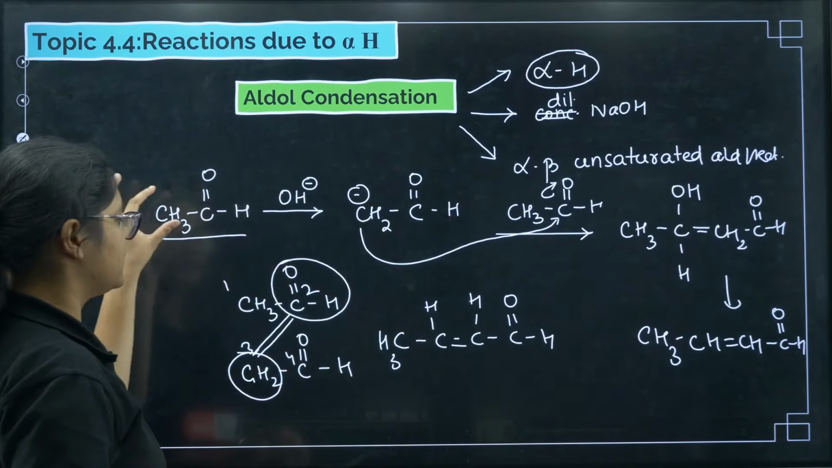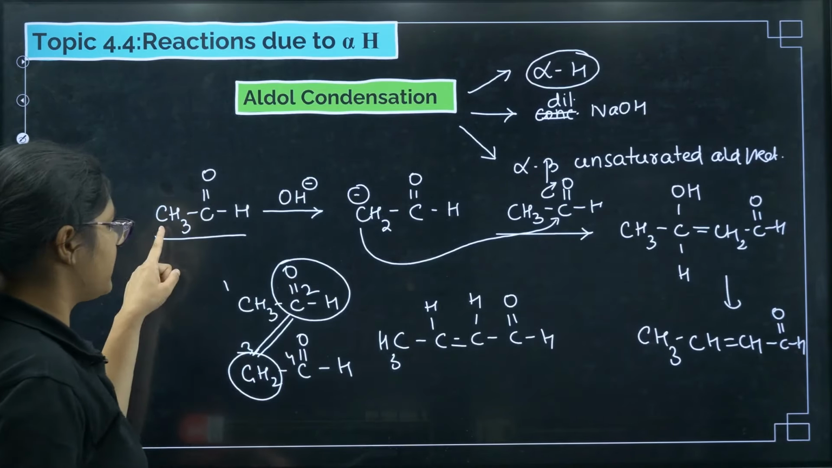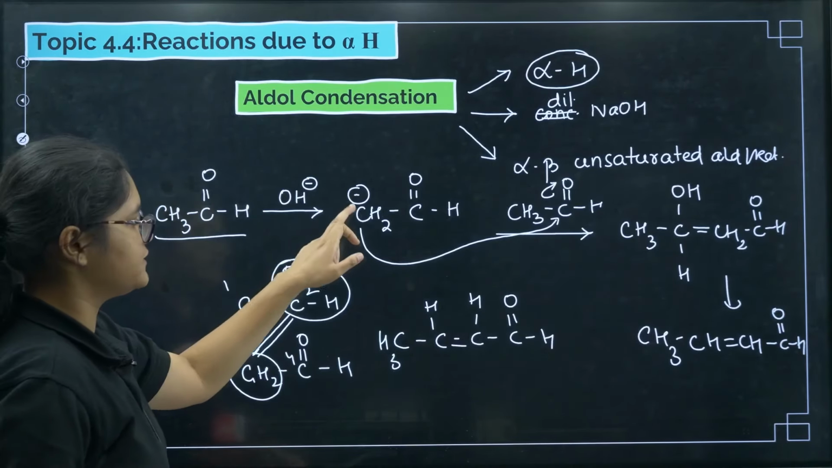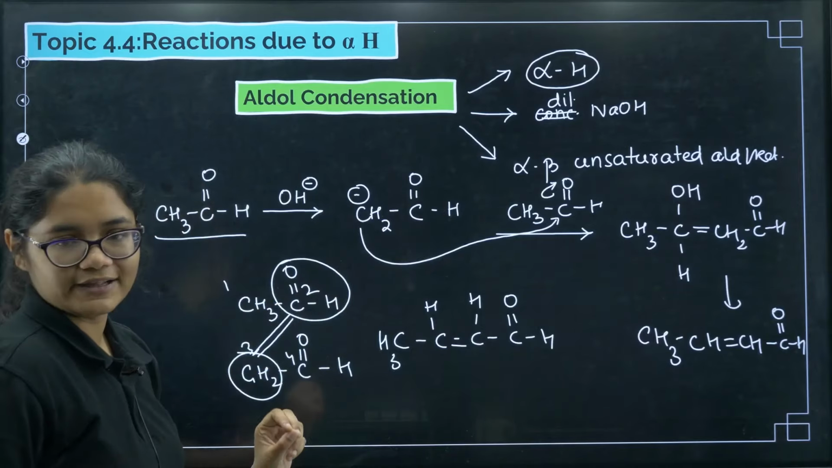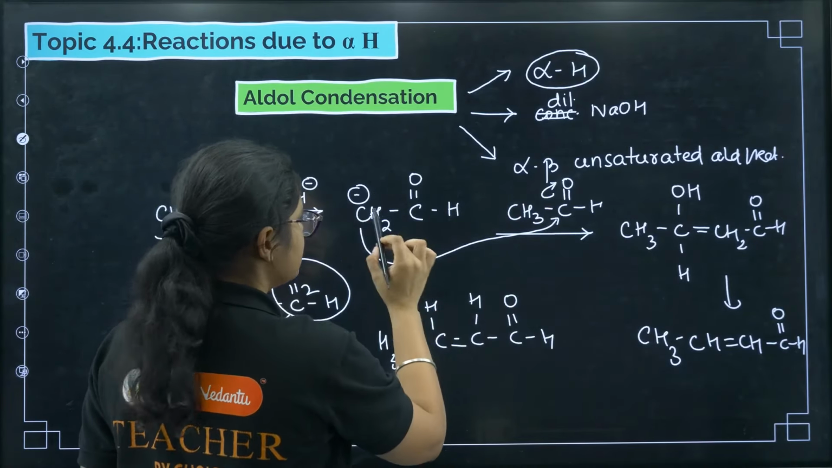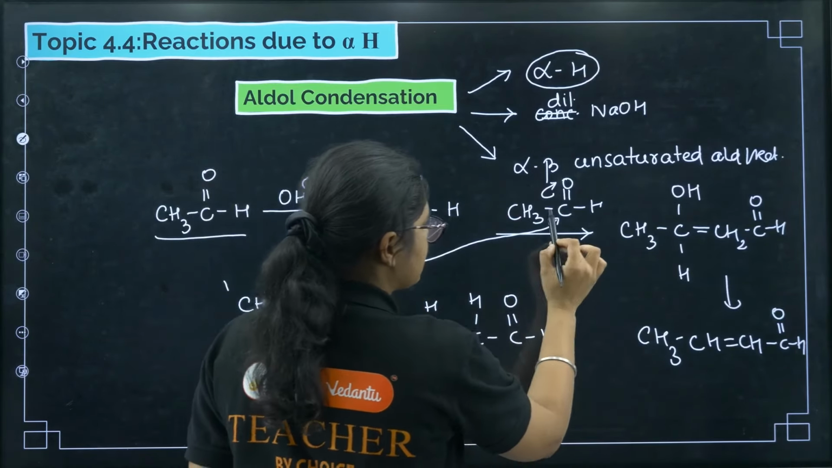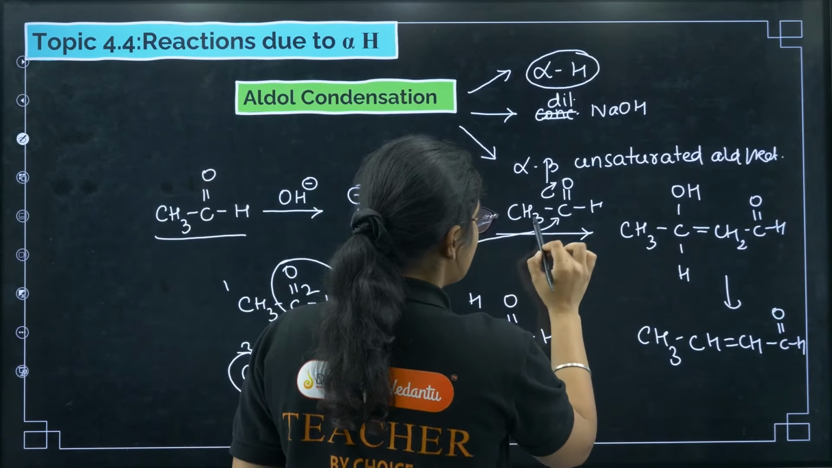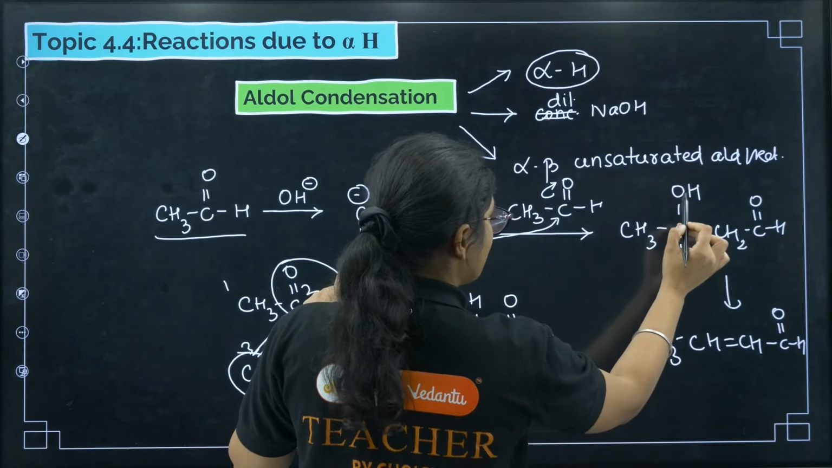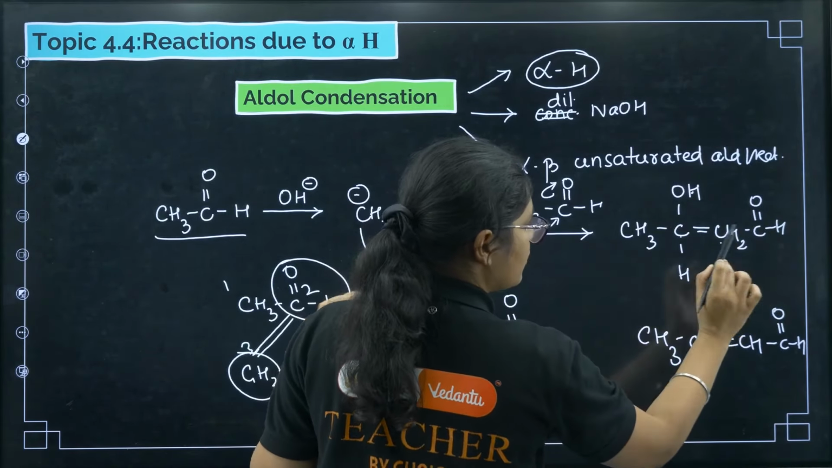Suppose we have taken this ethanal. OH minus is there, it is a base, it will abstract this acidic proton, so we will get CH2 minus C double bond O. Now this one will attack another molecule of this aldehyde, so what will happen? You will get CH3, CHO is present, and then here it is CH2, C double bond O.